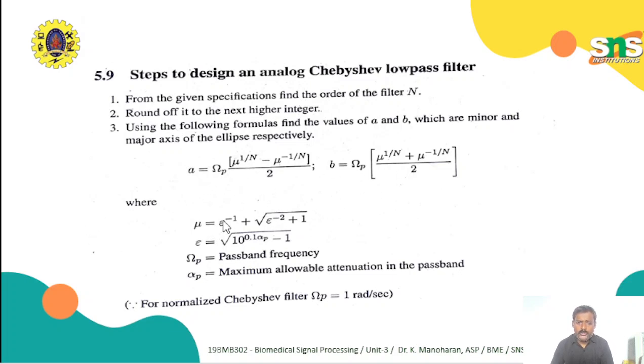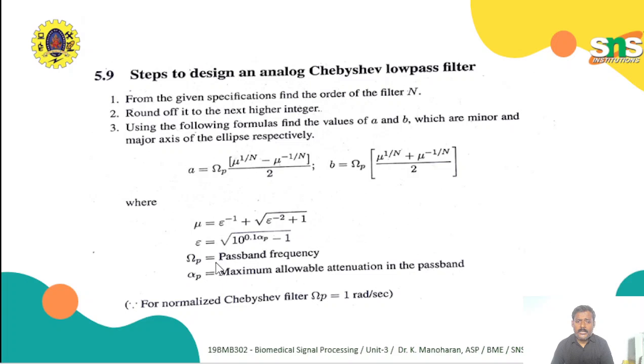So, mu equal to epsilon power minus 1 plus root of epsilon power minus 2 plus 1. This is the formula used to find the mu value. Epsilon equal to root of 10 power 0.1 alpha p minus 1. This is common to the Butterworth filter also. We know omega p is the passband frequency. Alpha p is the attenuation, that is, the maximum allowable attenuation in the passband frequencies.